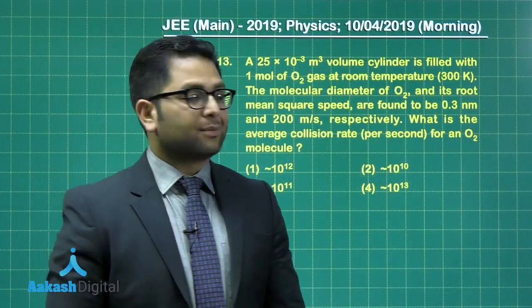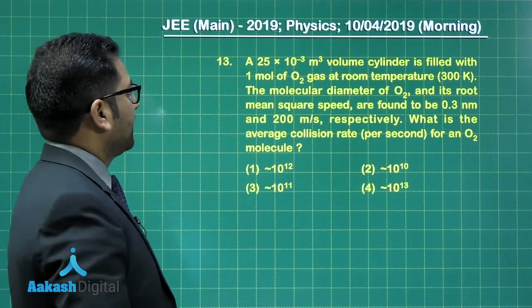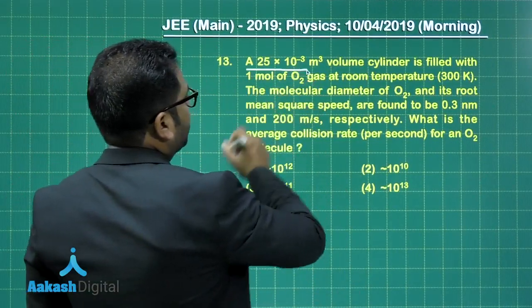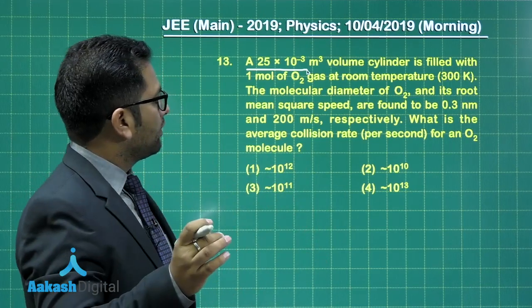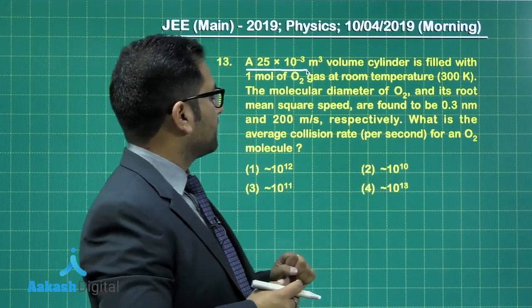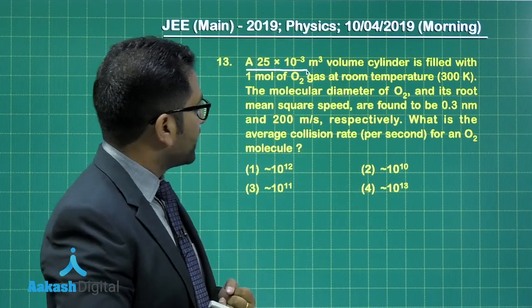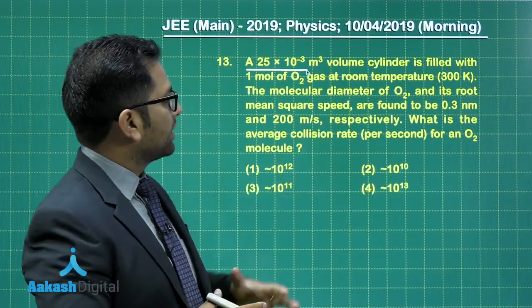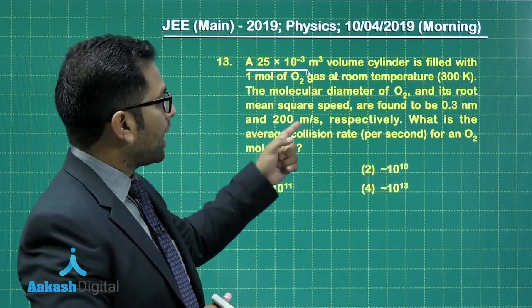All right, question number 13. Something from kinetic theory of gas. A cylinder of volume 25 liters is there with 1 mole of oxygen gas, diatomic, at room temperature. The molecular diameter and the root mean square speed have been given as 0.3 nanometer and 200 meter per second. So that's the RMS speed.